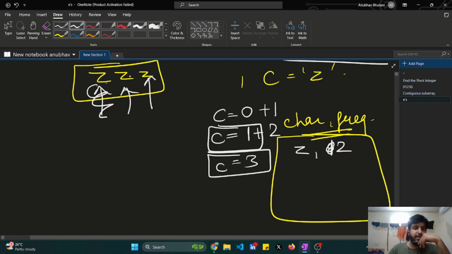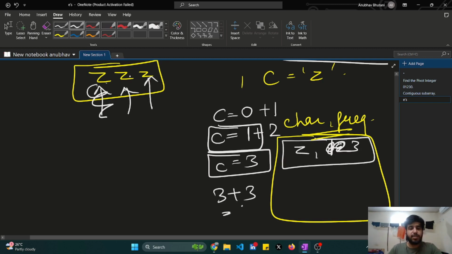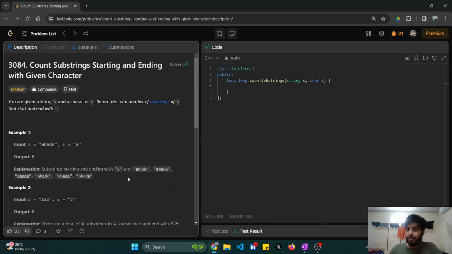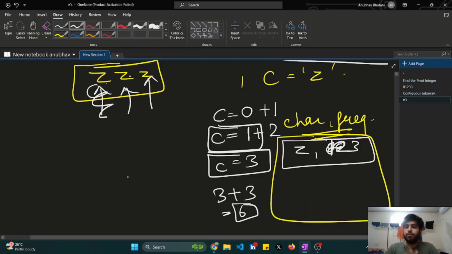Okay, I come here. I'll increase my frequency. I'll again check whether it is present in my map. Yes. So I again increase the count. So 3 plus 3 is equal to 6. Is 6 my answer? Yes. Okay, so this is what I am trying to do.